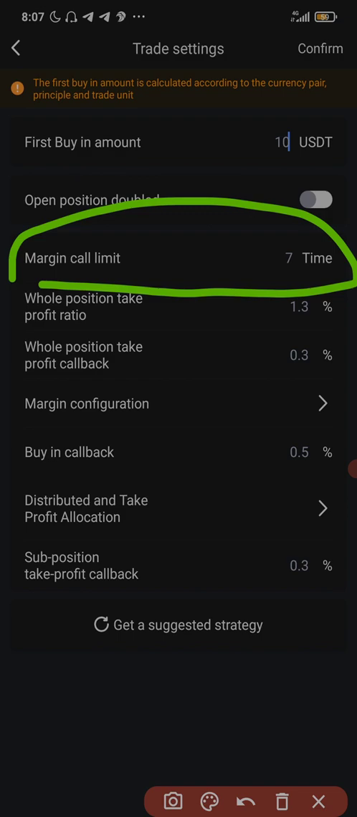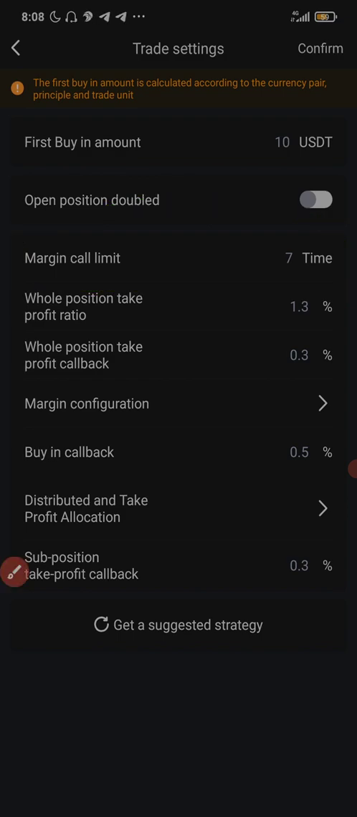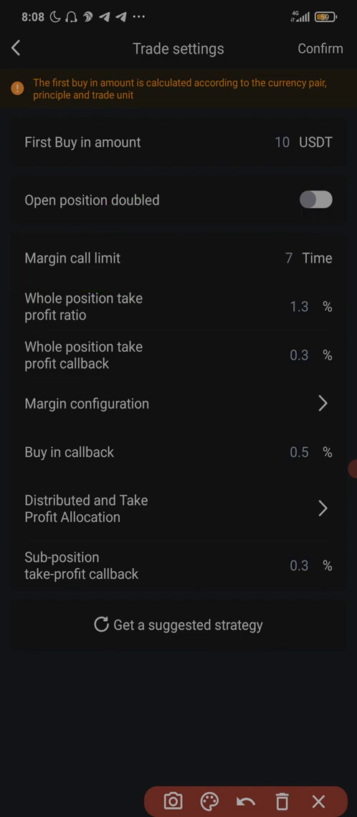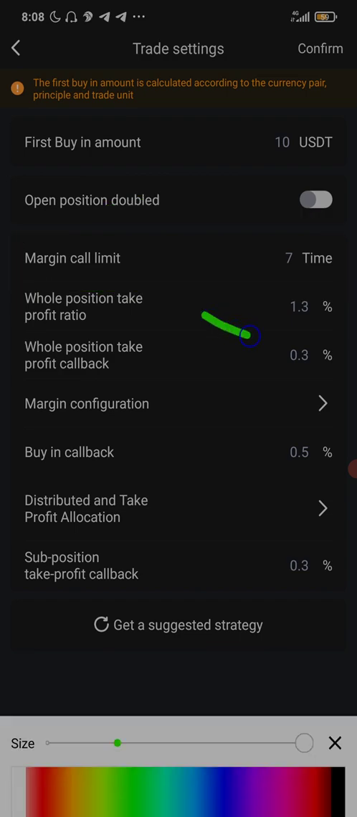Okay, so now we also have this whole position take profit, which is 1.3%. This whole position take profit, what this simply means is that anytime the price of this coin increases by 1.3%, you want the bot to do what? To sell. Anytime it increases by 1.3%, just take profit for me. I don't want you to waste time. Just take the profit.